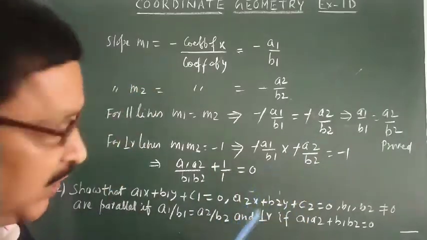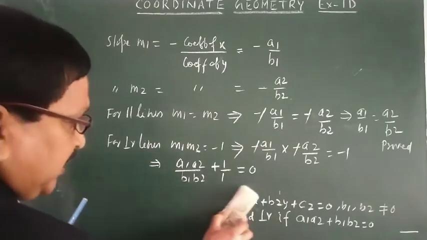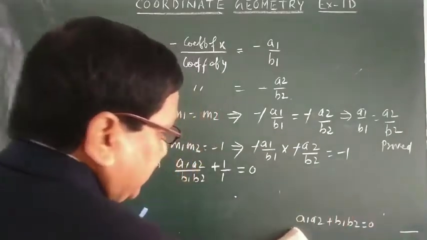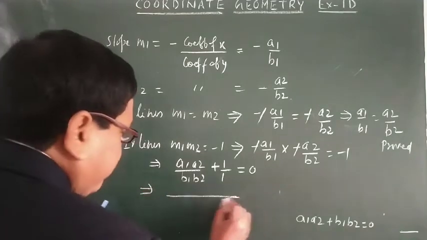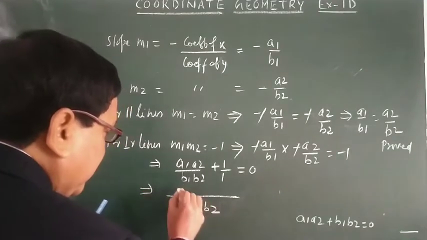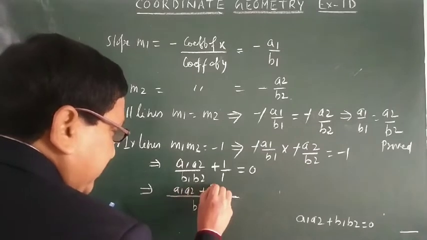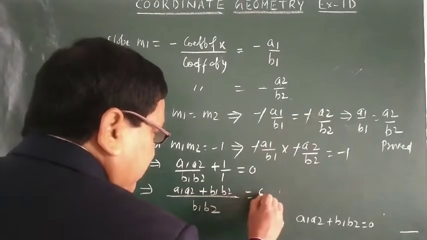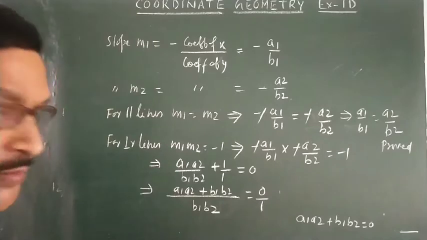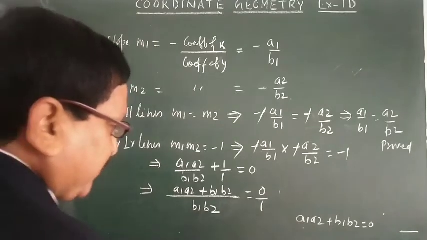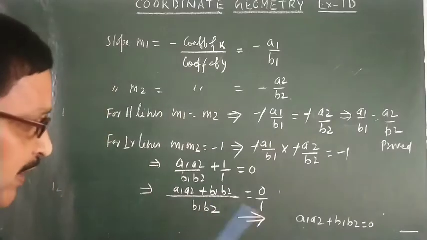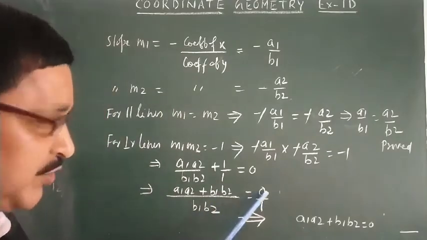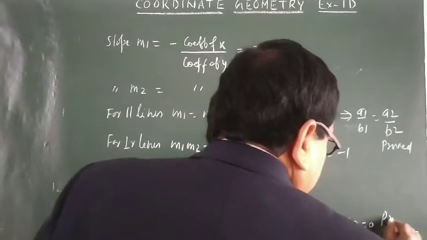This 1 is brought to the left side. Now see, we have to prove this: a1 a2 plus b1 b2 is equal to 0. So take LCM, b1 b2, a1 a2 plus b1 b2 is equal to 0 by 1. Now by cross multiplication we get this. So by cross multiplication, this into 1 is the same thing and this into 0 is 0. So this is proved.